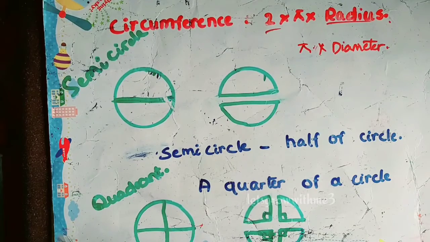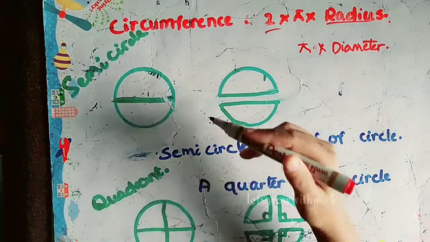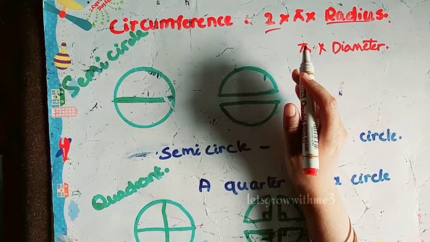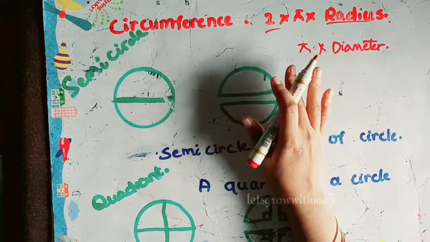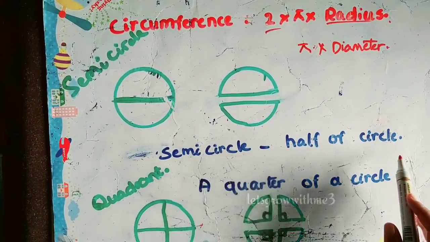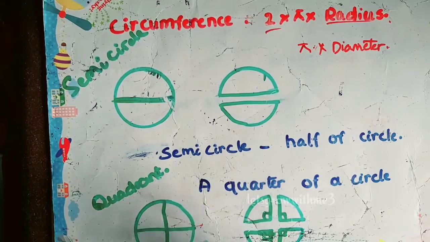Let's see what we mean by semicircle. Half of the circle we will call a semicircle. If we make 2 halves of a circle, then 1 half we will call a semicircle. What is the circumference of a semicircle? Whatever the circle's circumference is, half of that value is the circumference of the semicircle.